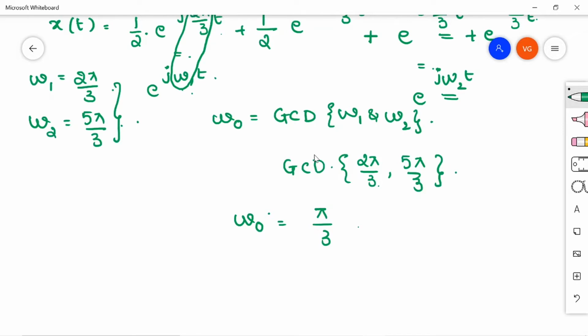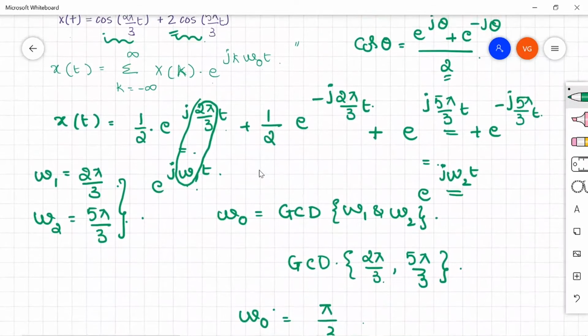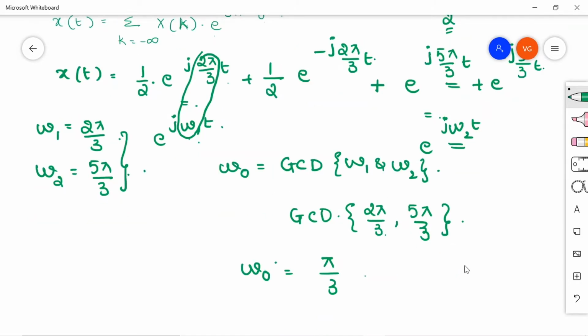So you write the given signal in terms of omega naught. As the given signal I have converted into powers of e, now this you have to write in terms of omega naught. Let us do that, right? So x of t I am writing. See, the first term I have half e power j 2 pi by 3t. In place of pi by 3, I write omega naught. So that it will be 1 by 2 e power j 2 omega naught t plus 1 by 2 e power minus j 2 omega naught t.